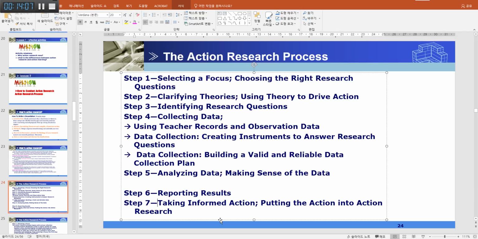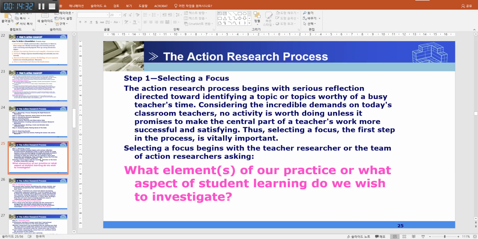Okay, so step 7 is about putting into action what is derived from the research. So you need to put that solution or that theory into action again. That's the final stage of action research. So let's look at each step in detail. Step 1, selecting a focus or selecting the research topic for action research.